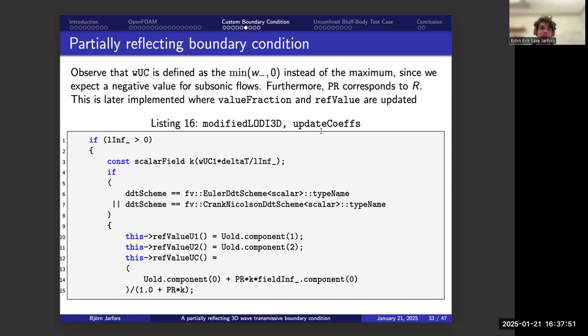This is later implemented in the value fraction and the reference value definition. So if we go to the reference value definition, we can see that this is simply multiplied by decay in both the numerator and the denominator.